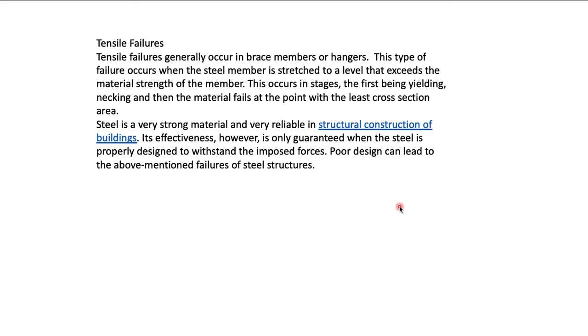And next one is tension failures. Tension failures generally occur in braces or hangers. This type of failure occurs when the steel member is stretched to a level that exceeds the strength of the material. It occurs in stages: first beginning yielding, then necking, and the material fails at the point with the least section area.